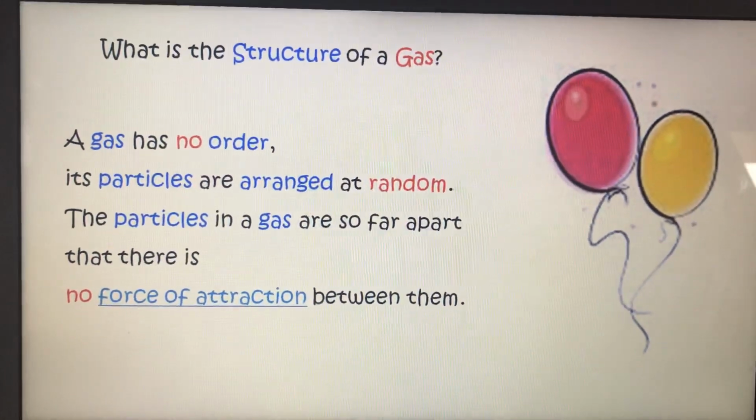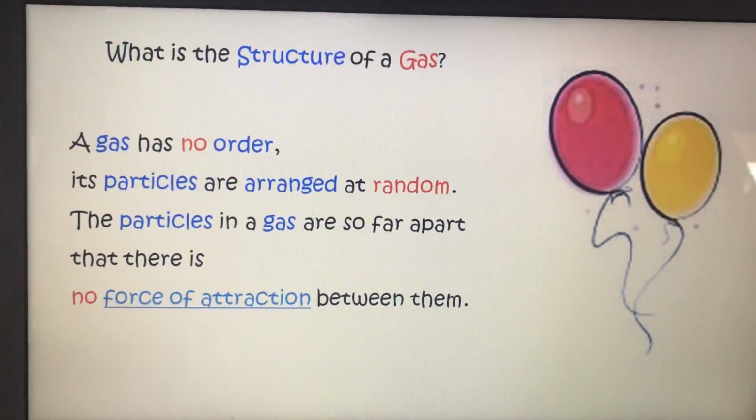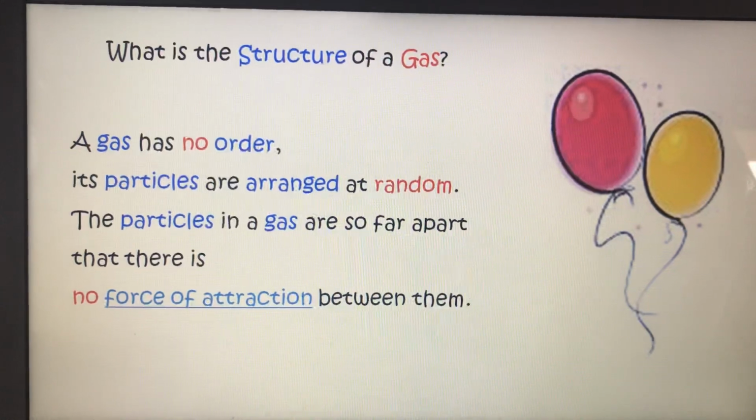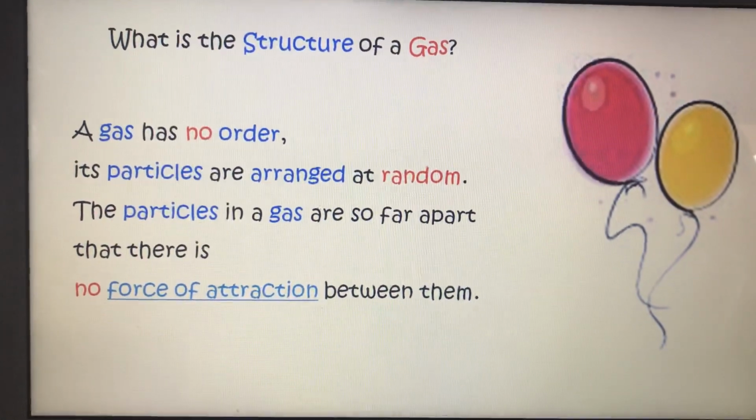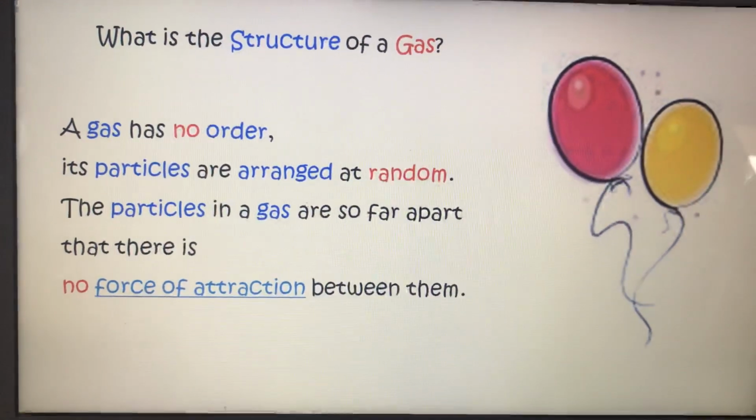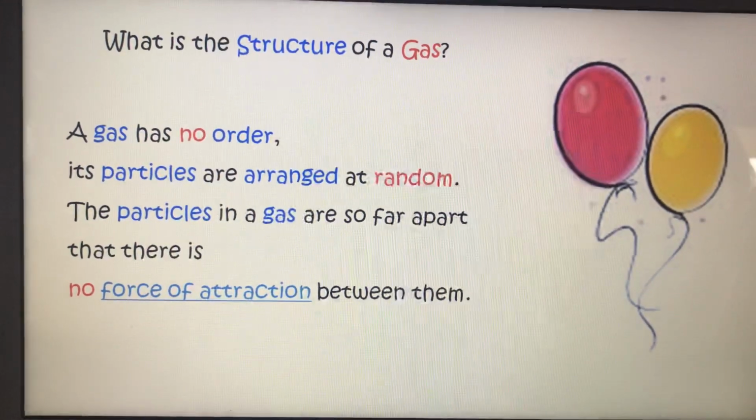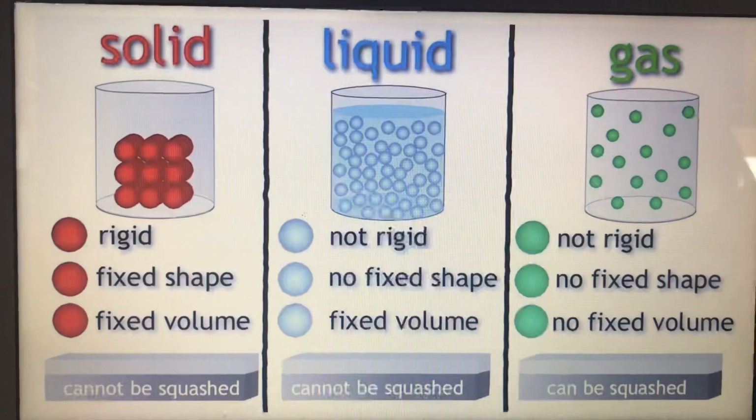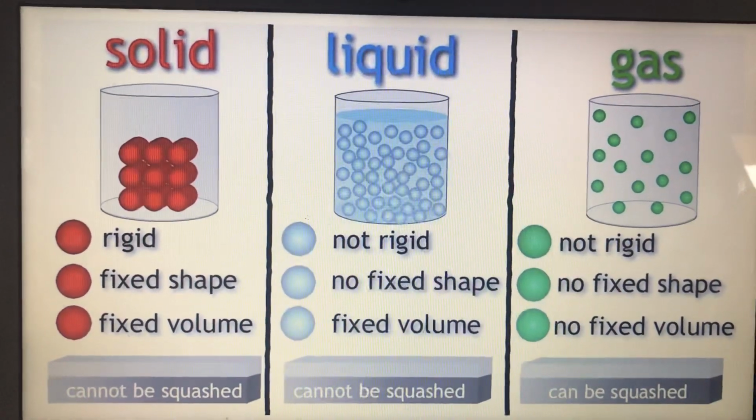In gas, you're going to see that the particles are randomly arranged and they are very far from each other. That's why we say that there is no force of attraction between them and gas can move freely. This is a picture showing you the difference between solid, liquid, and gas.